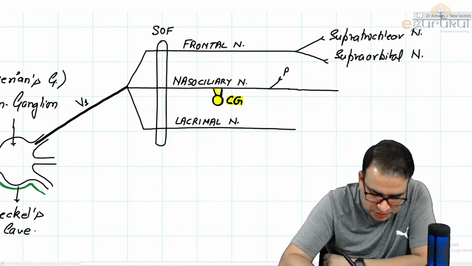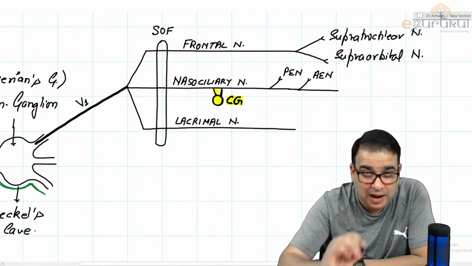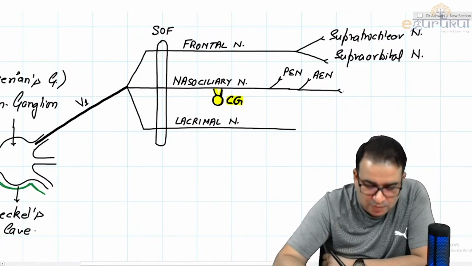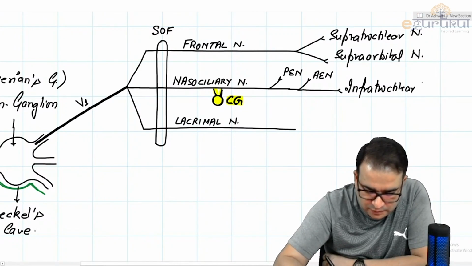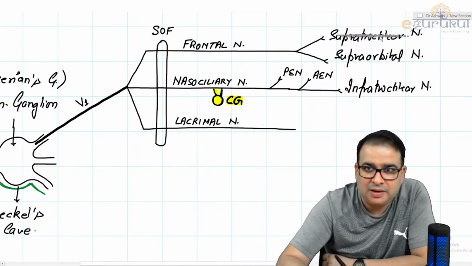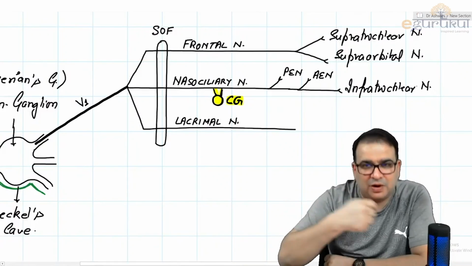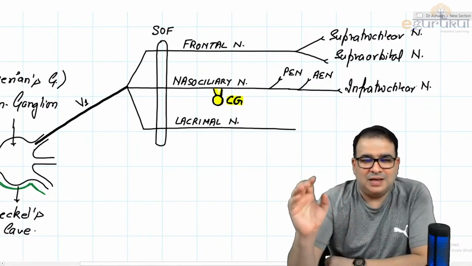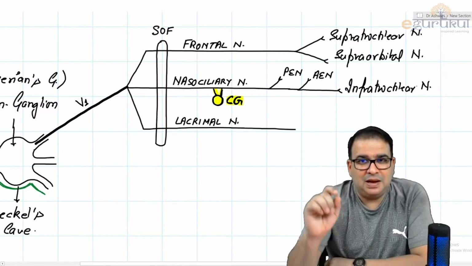One is called as a posterior ethmoidal nerve. One is called as an anterior ethmoidal nerve. Posterior ethmoidal, anterior ethmoidal. We'll discuss that. And then finally it will come out and will give off a nerve that is called as an infratrochlear nerve. Infratrochlear nerve. Look at this. That is supratrochlear and that is infratrochlear. Actually, one goes above, one goes slightly below. So one is supratrochlear, one is infratrochlear. So infratrochlear is basically the continuation of, or you can say it is a branch of which nerve? Nasociliary nerve. PEN and AN जरूर लिखना, guys.